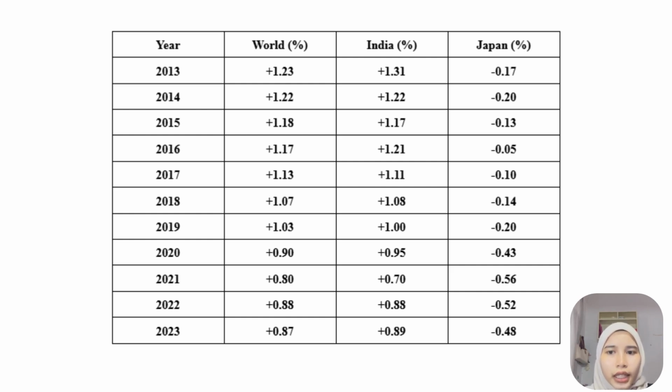Among these regions, India stands out as the dominant one in terms of population growth rates. Despite the overall decline, India's growth rate remains higher than the global average and significantly higher than Japan's negative growth rates.